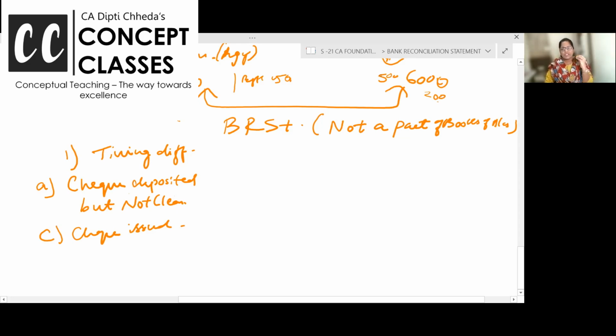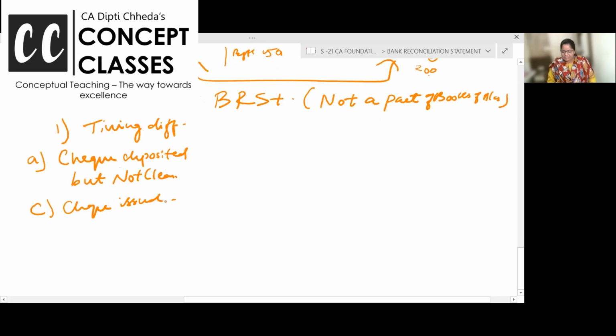I am putting in so much extra effort to re-explain because this is a super important practical topic. The first thing you will do in your articleship, in your job, you may have juniors who will prepare the BRS, but to overview it also, at least you should know how BRS is prepared, right or not? So study it in an analytical way. So as soon as I issued the check and it is not cleared, that's a problem. So timing difference is a problem.